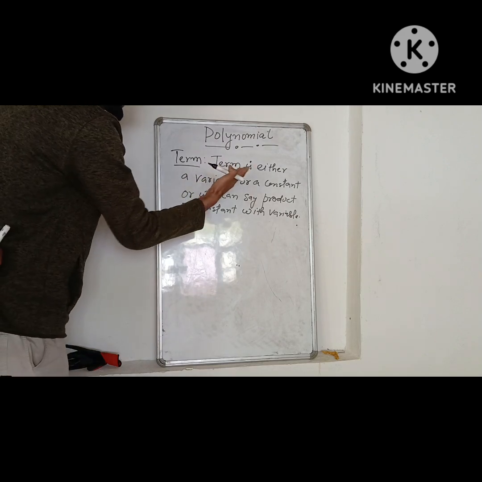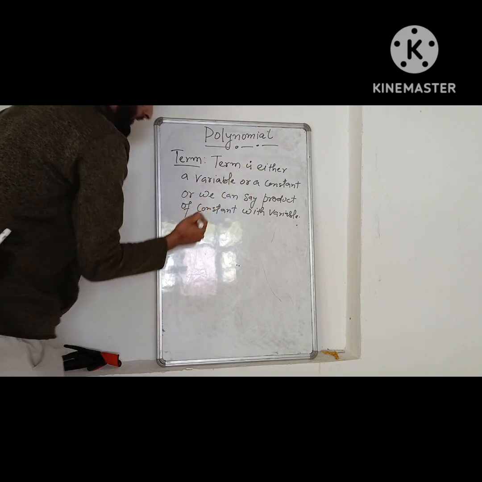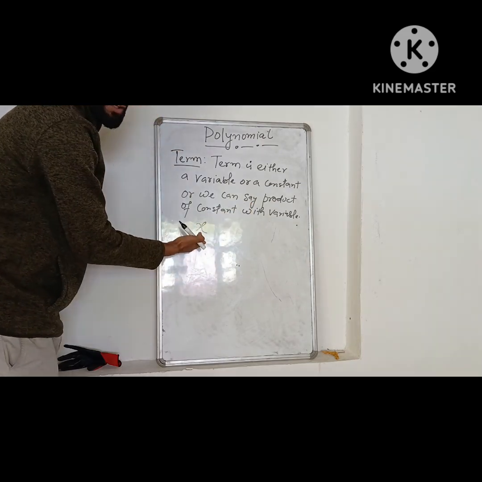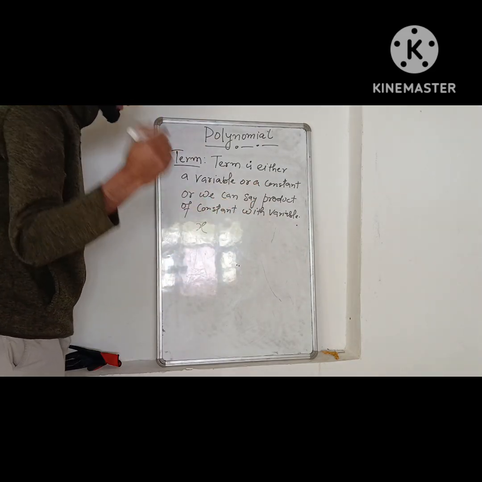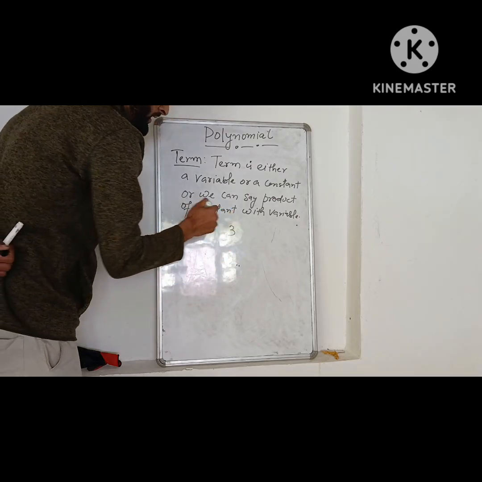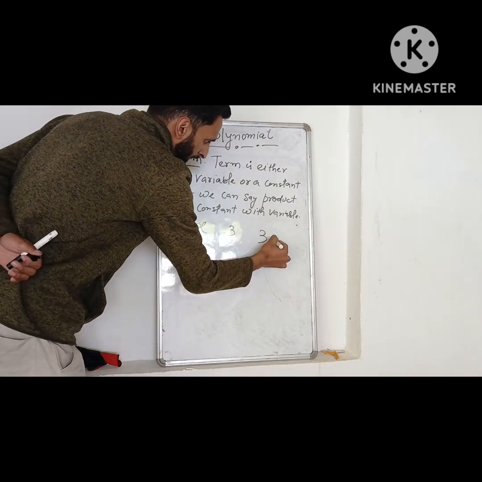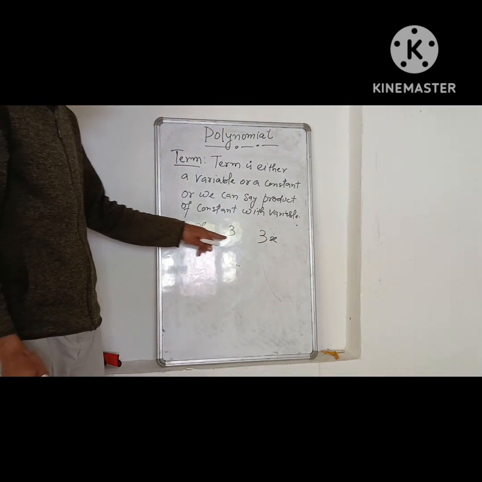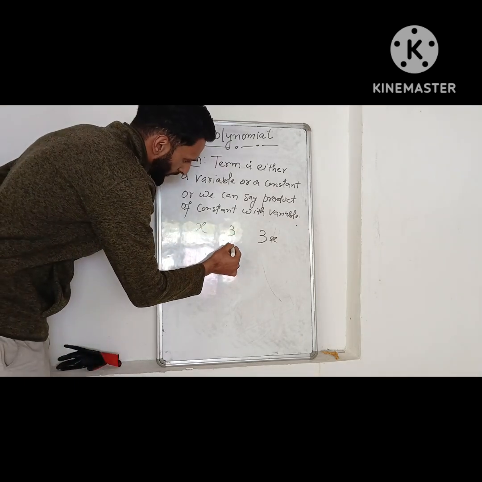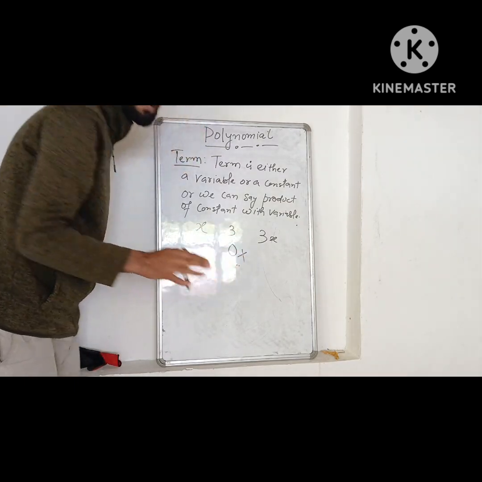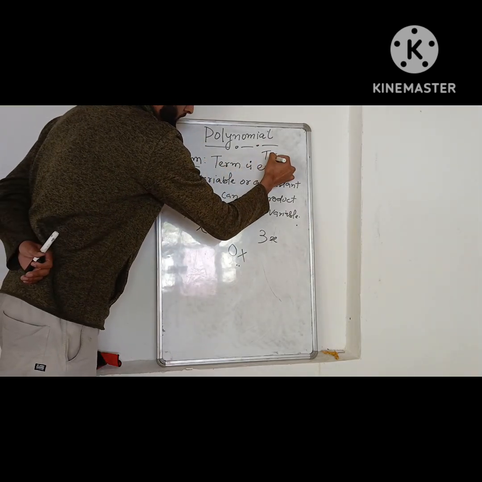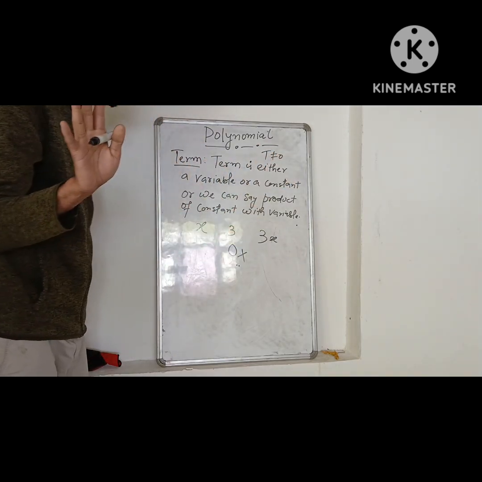Like what I told you, a term is either a variable, so I can take a variable x, and this is a term. Or it may be a constant like 3. I can take the product of a constant with a variable, like 3x. This is also a term. If I am taking 0, I can't say this is a term. A term cannot be equal to 0. It is always non-zero.